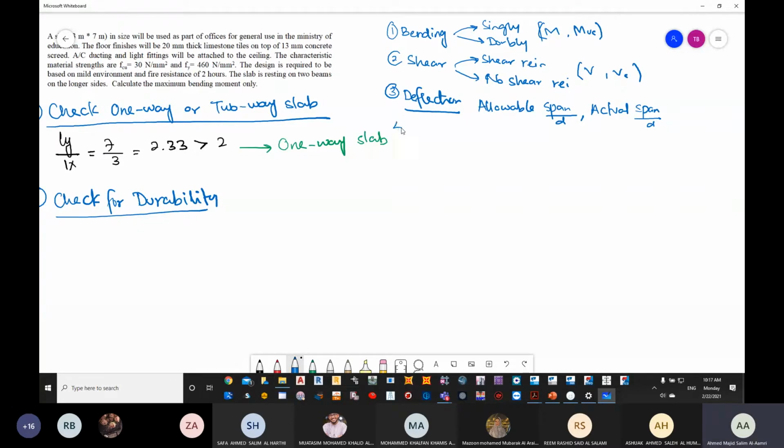Number 4, a slab can fail in area of reinforcement. Do you remember that we have taken something called under reinforced, over reinforced, and balanced section? Do you remember these? Anybody?